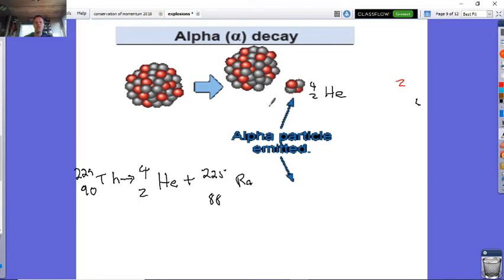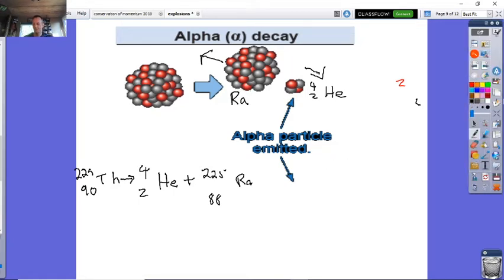In the case of here, it's like a mini explosion, because your alpha particle goes this way, and your nucleus goes in the opposite direction. We call this a nucleus recoil. Here I'm going to have my radium, and it's going to go in the opposite direction to the helium, or alpha particle.